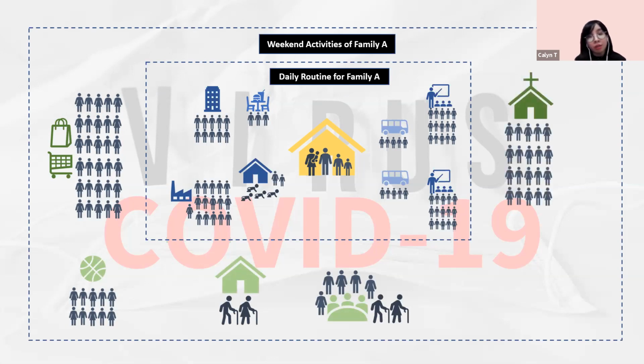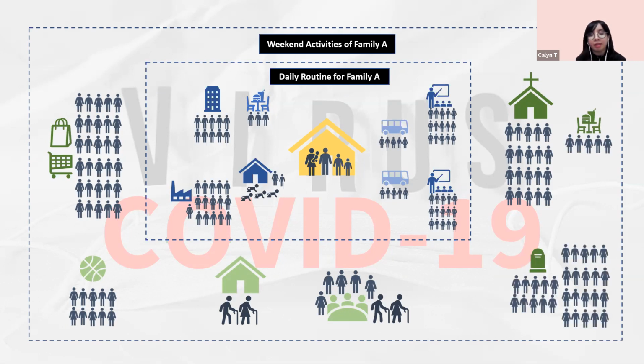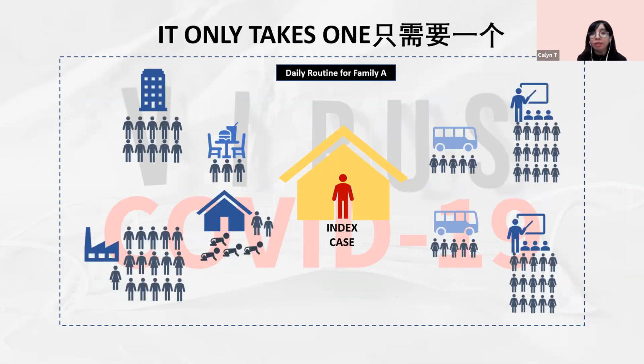Maybe some of you go to church. And then, after church, let's go and have lunch or dinner together. And maybe there's a death somewhere within your community and you attend the funeral. So this may form some of the weekend activities for family A. So it only takes one, and we see why, right?